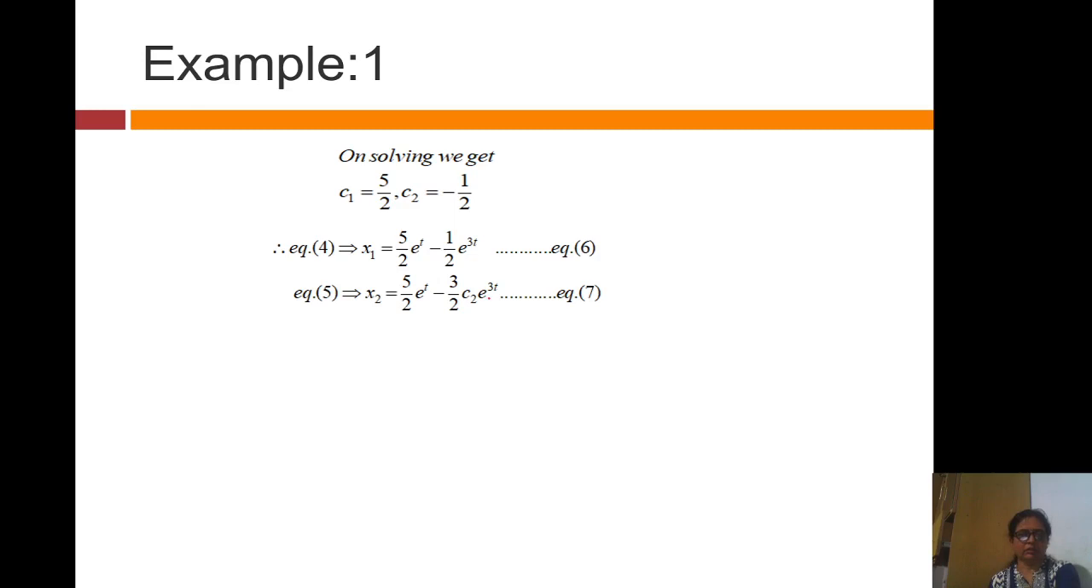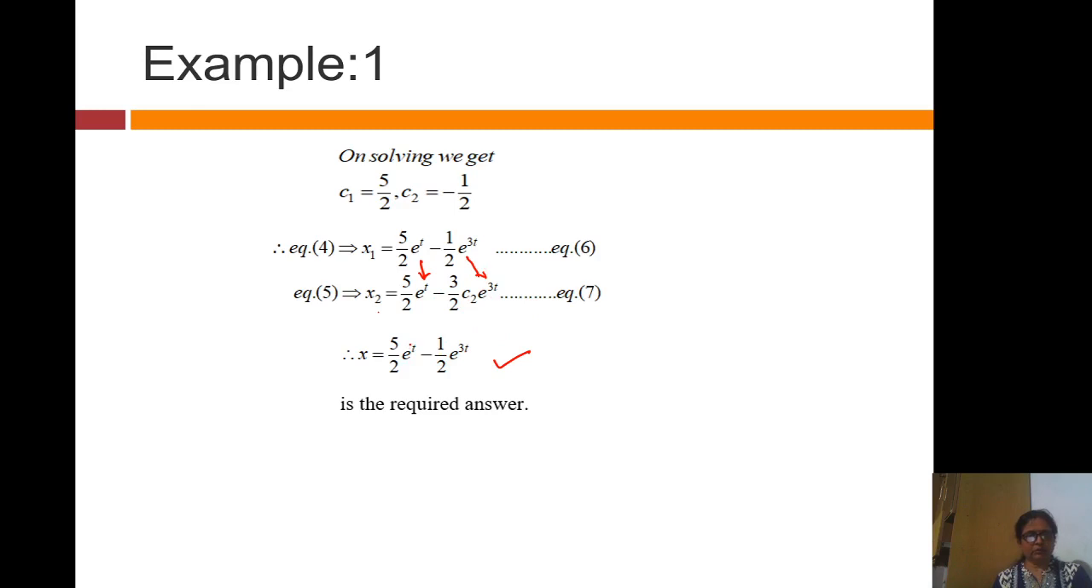Now, then we write down the final answer, which is equation number 6. And x1 means x, and x2 means the derivative of x1. Therefore, we tally our answer here. Derivative of 5 by 2 e to the power t is this value, and 1 by 2 as it is, e to the power, derivative of e to the power 3t is 3 into e to the power 3t. Therefore, our answer is correct.